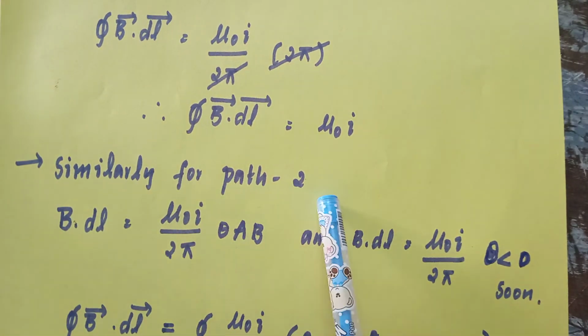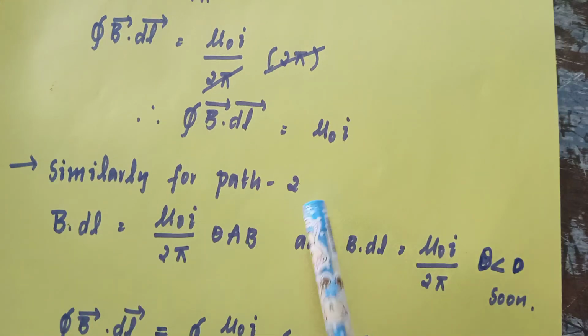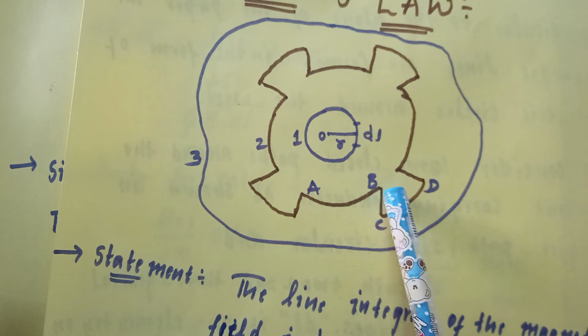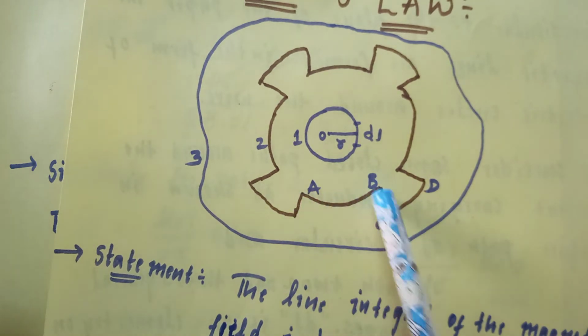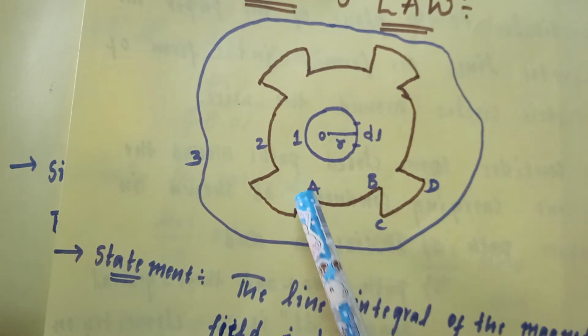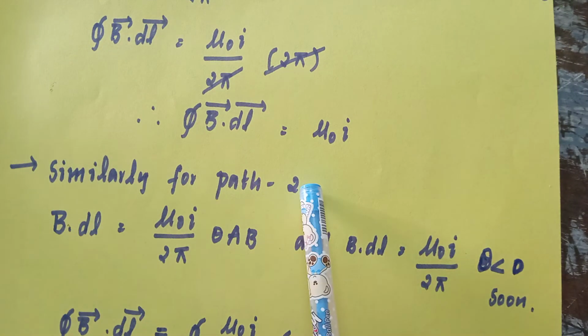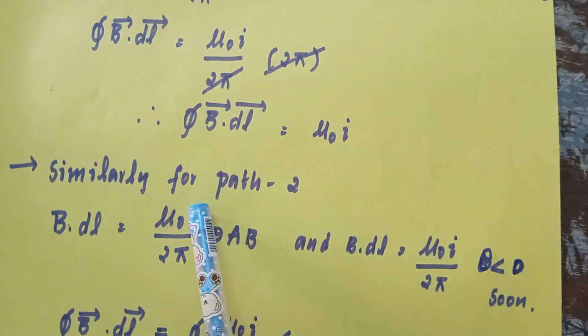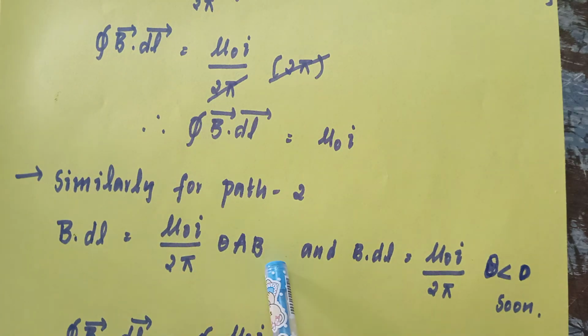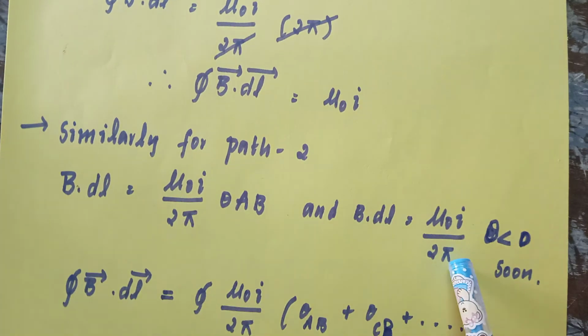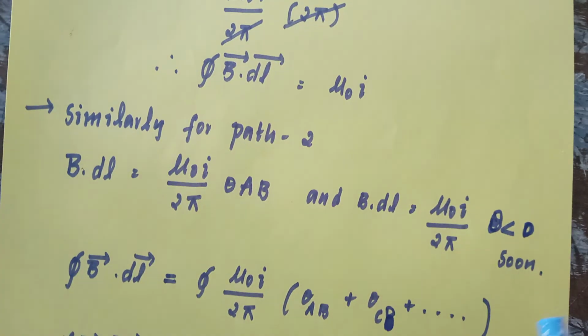Now similarly for path 2, the second path. This is the second path. Here the curved line AB is inside and the curved line CD is outside. Similarly for path 2, B dl is equal to mu naught I by 2 pi theta AB inside, and B dl is equal to mu naught I by 2 pi theta CD outside.